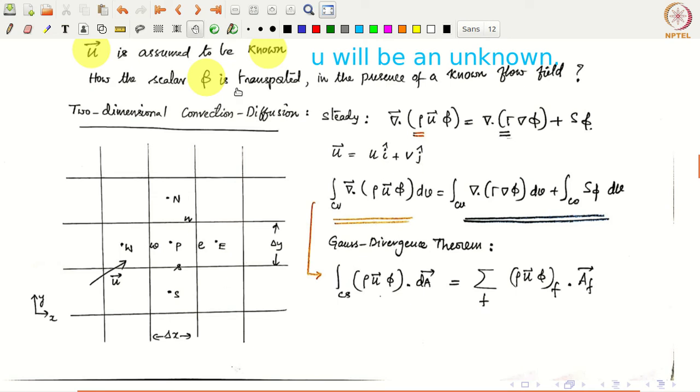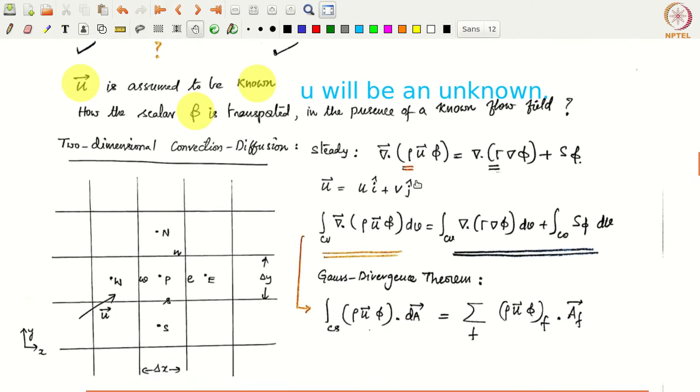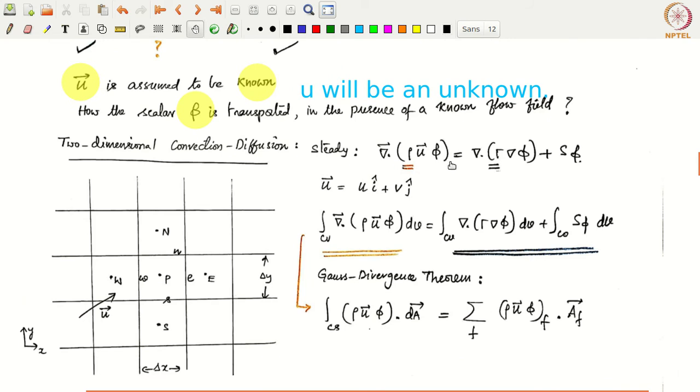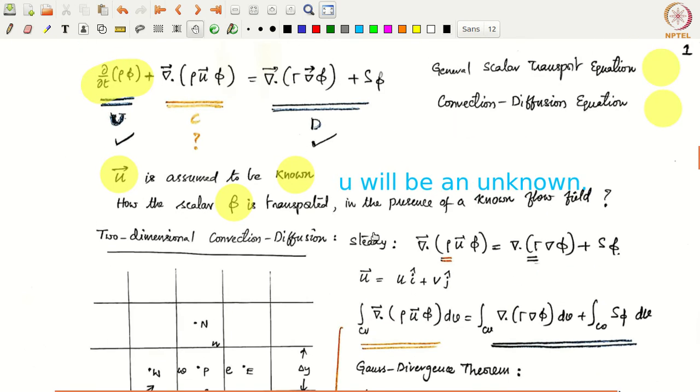Okay, so assuming that we are not interested right now in the unsteady part, we can write the steady convection diffusion equation like this. Basically, del dot rho u bar phi equals del dot gamma grad phi plus s phi. That is basically the same equation that we have here.